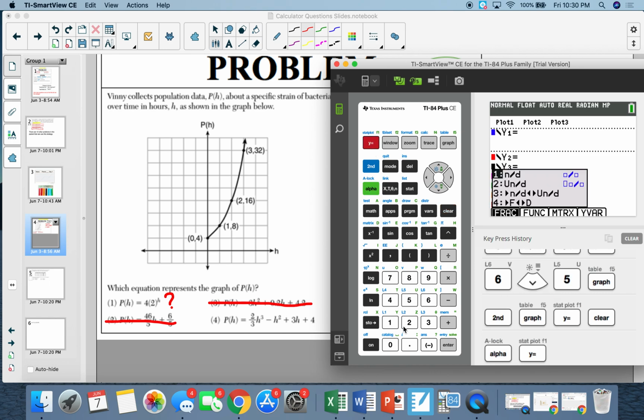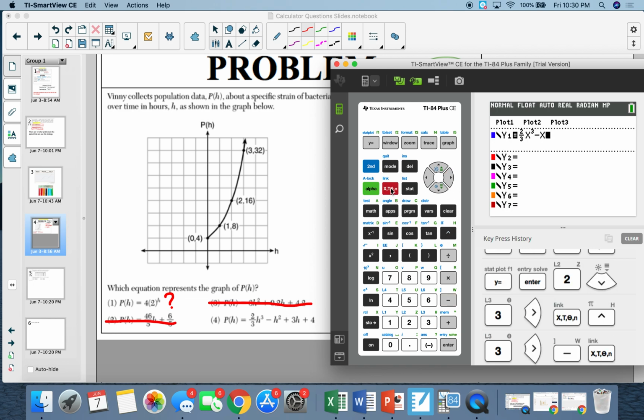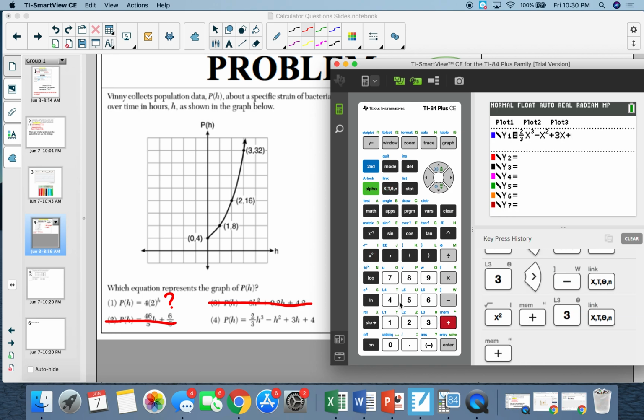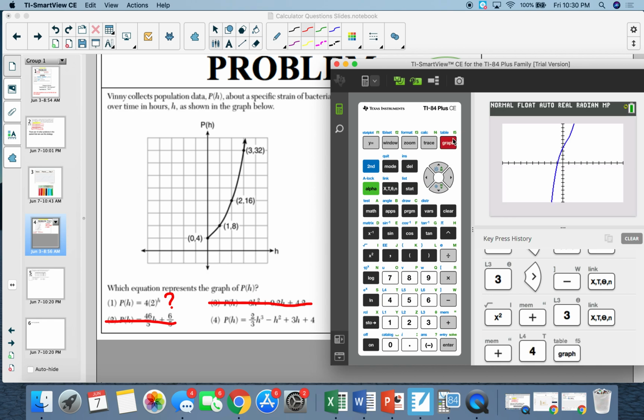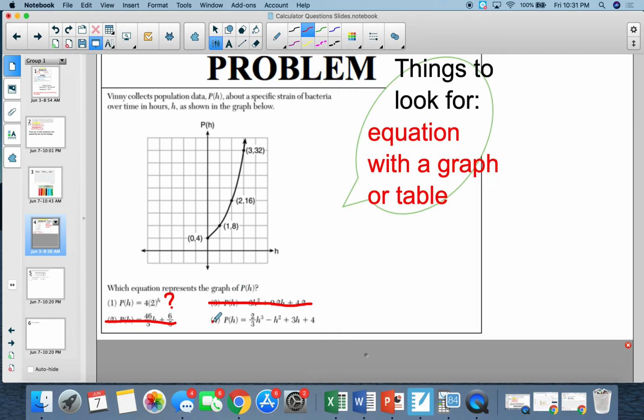Alpha y equals, let me try that again. Alpha y equals the first one, 2 over 3, and then x to the third power minus x squared plus 3x plus 4. And then let's look at the graph. You know what? Maybe because it's still kind of curvy, so let's check our table of values. 0 does give you 4, but unfortunately 1 gives you 20 over 3, and on our graph here 1 gives us 8, so I know it cannot be answer choice 4.